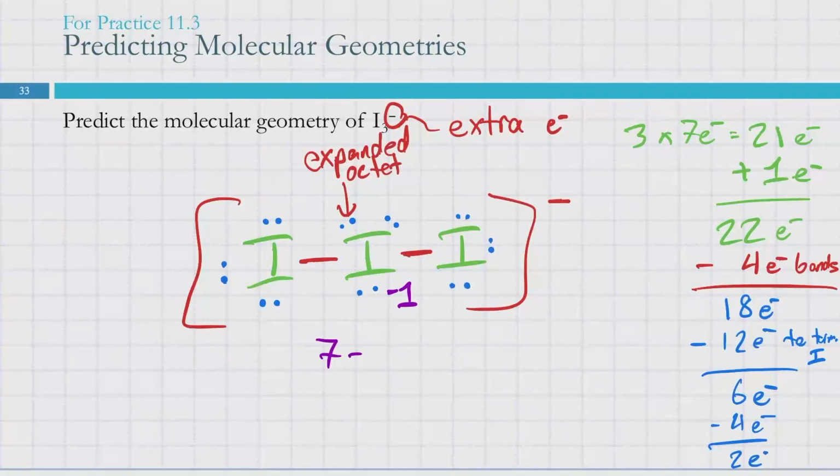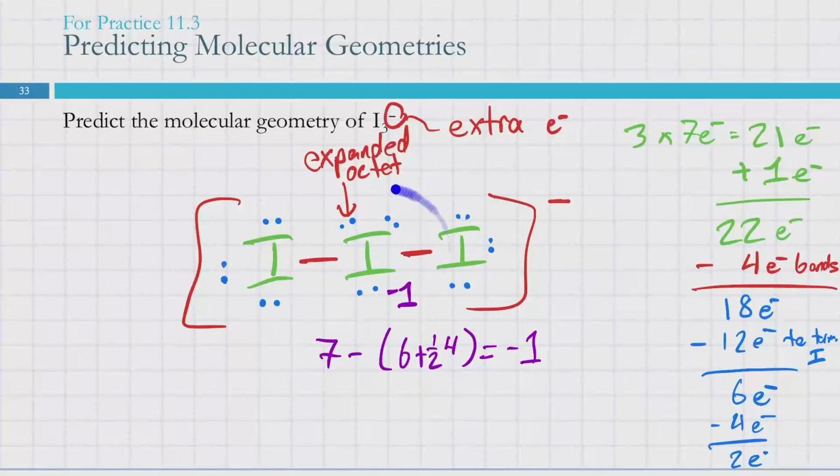It's 7 minus 6 plus 1/2 of 4 equals -1. The iodines on the outsides both have formal charges of 0. So our overall charge is -1, which matches with our formal charge, which is perfect. All right, that's all just to get to the point of figuring out the molecular geometry.